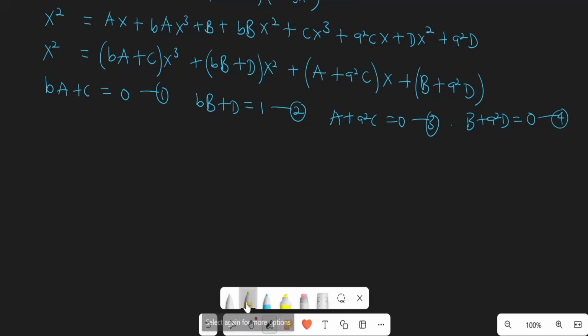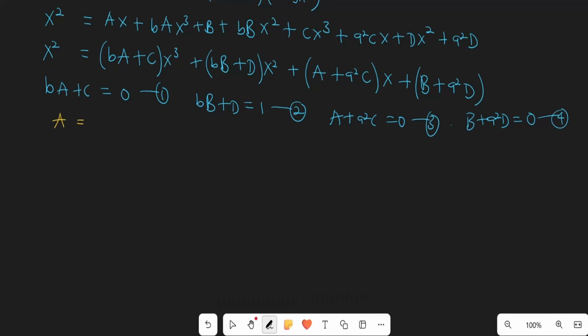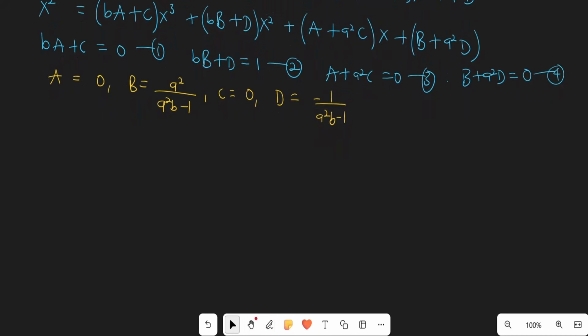Now solving these four equations simultaneously, these are the values of a, b, c, and d that will satisfy them. So a is going to be 0, b is a squared all over a squared b minus 1. c is equal to 0 and d is equal to negative 1 all over a squared b minus 1. These are the values of a, b, c, and d that will satisfy all the four equations.